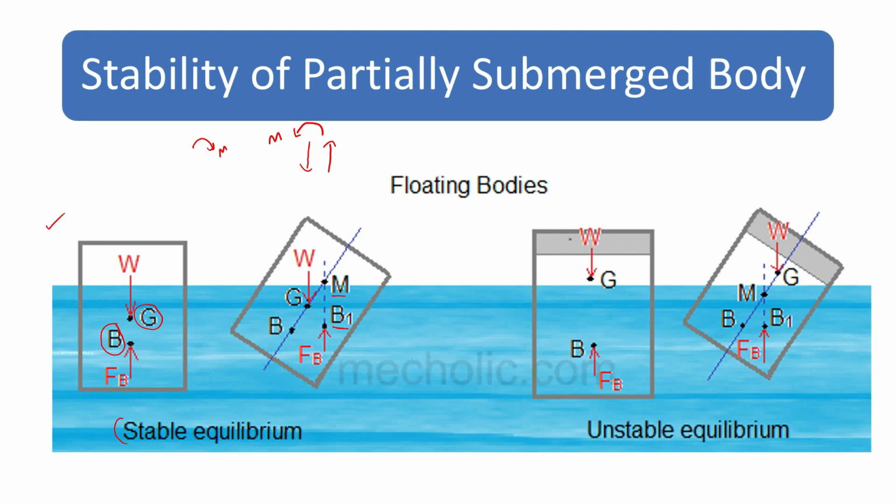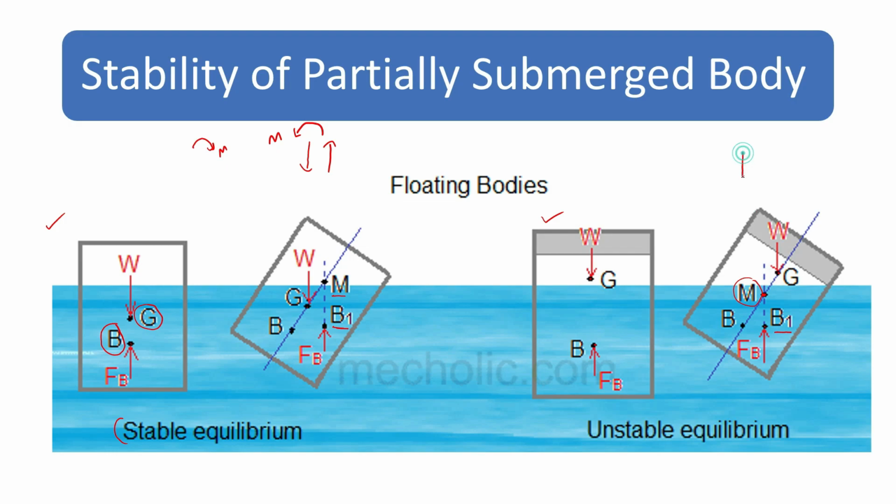And let us see an unstable equilibrium condition. You can see the body. The center of gravity here is a little upward, and the center of buoyancy is here. When it is given a tilt, the new center of buoyancy is B1, and the metacenter will be here. Just look at the forces. The buoyant force is acting at B1, and the gravitational force is acting at G.